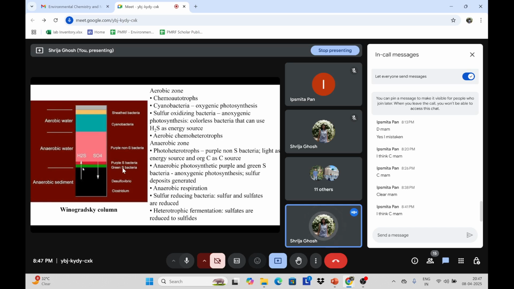Do you understand the Winogradsky column? Please ask if you have any doubt.